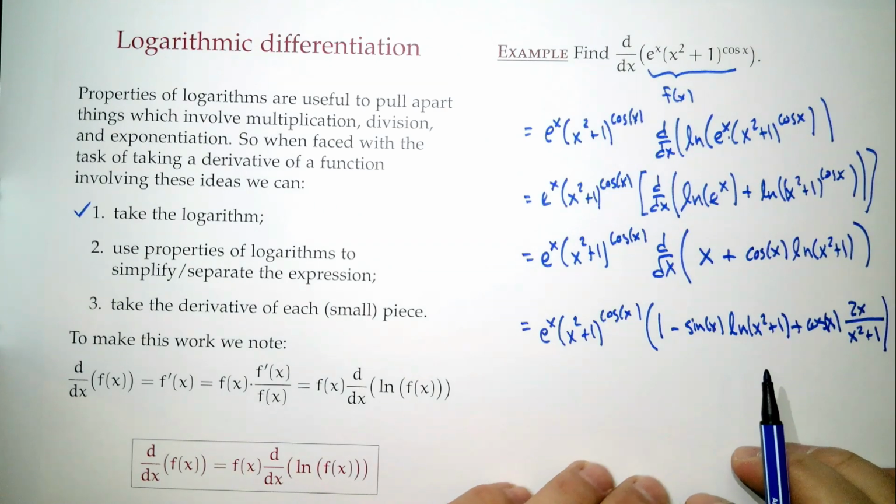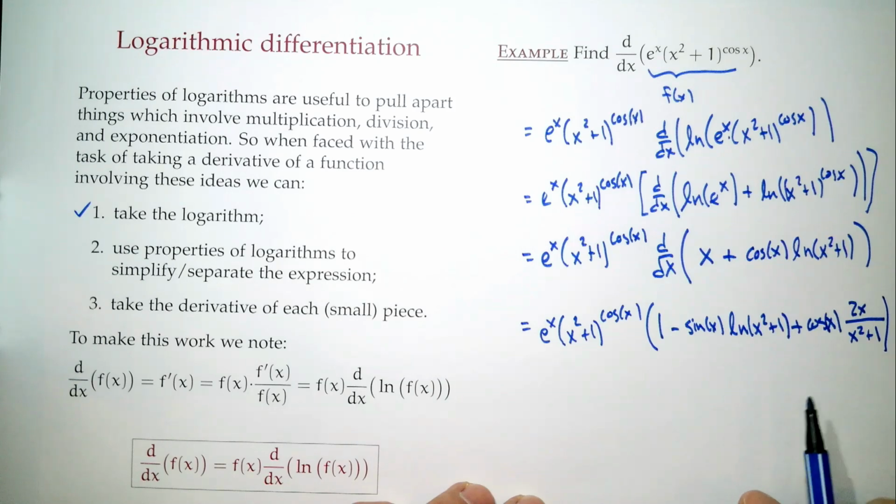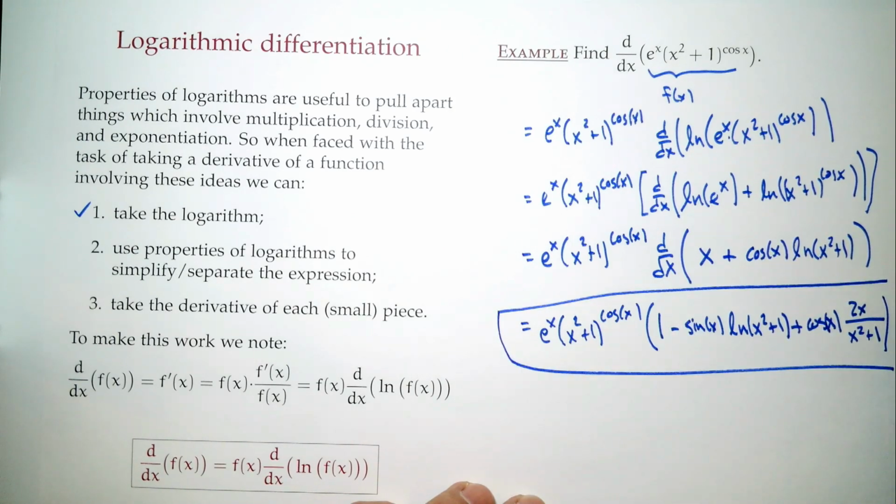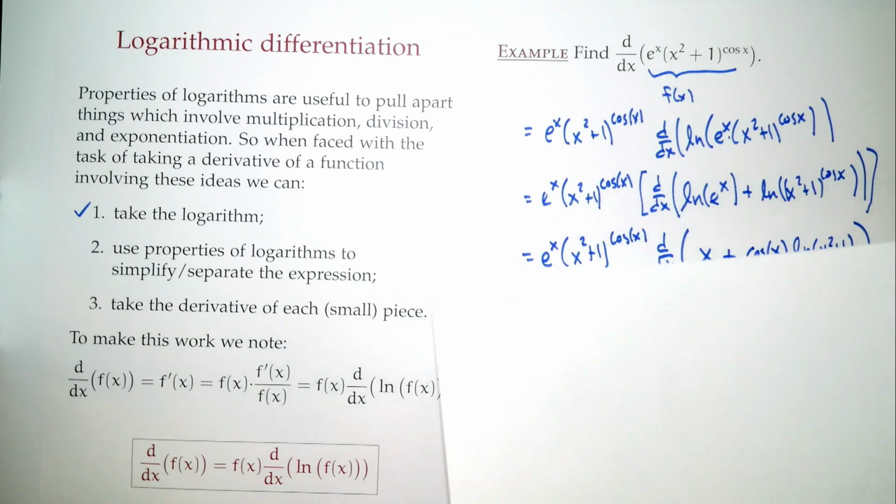Now, at this stage, what do we do? You box it, because we're done. We were asked to find the derivative, and that's the derivative. That's about as simple as you can get. Now, I will say that the book tends to do logarithmic differentiation in a slightly different way. So let me just point out the difference between this and the book.